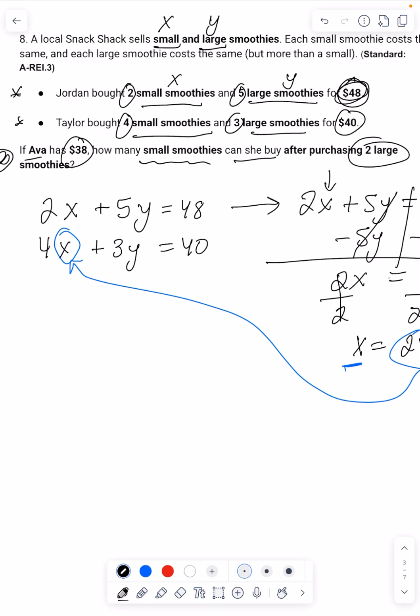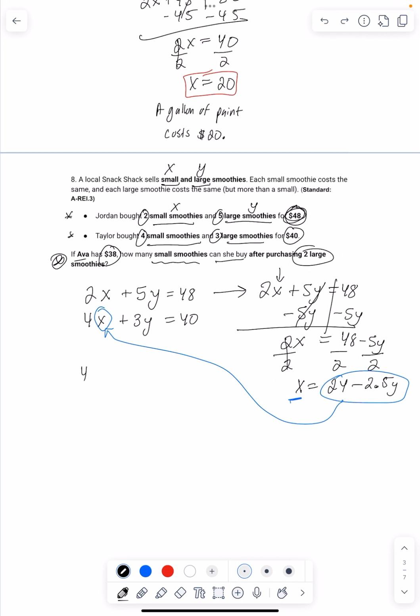So let's do that. We get 4 times x, and we know x, so this goes in here: 4 times (24 minus 2.5y) plus 3y is equal to 40. We're going to have to distribute. 4 times 24, we get 96. And then 4 times 2.5, we get negative 10y. Plus 3y is equal to 40.